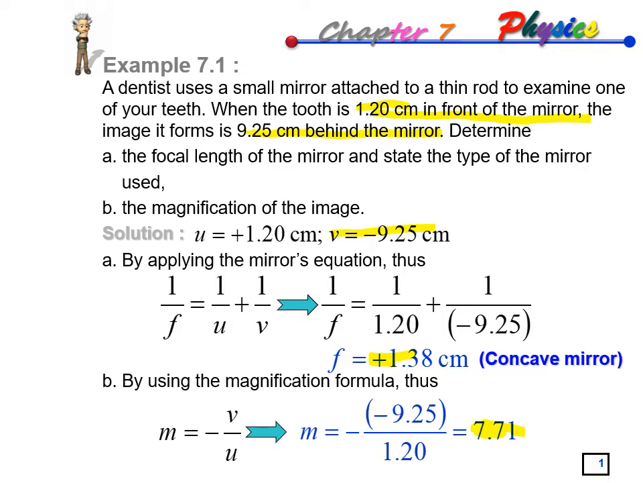And then the final value of m here is positive 7, which means we have an upright image. If you have a negative value, that means we have an inverted image. So basically, if you get a positive value, that means you have an upright image.